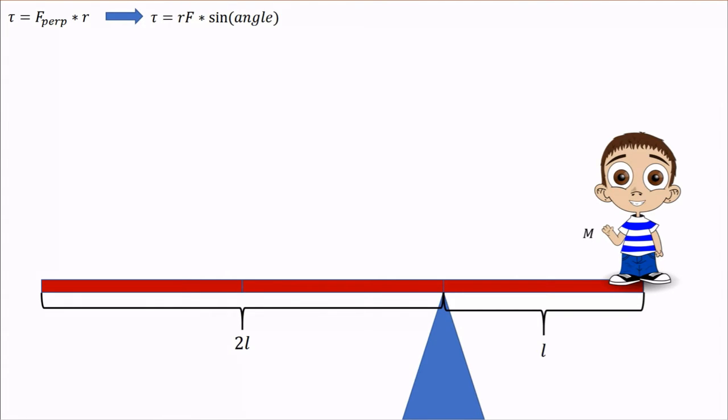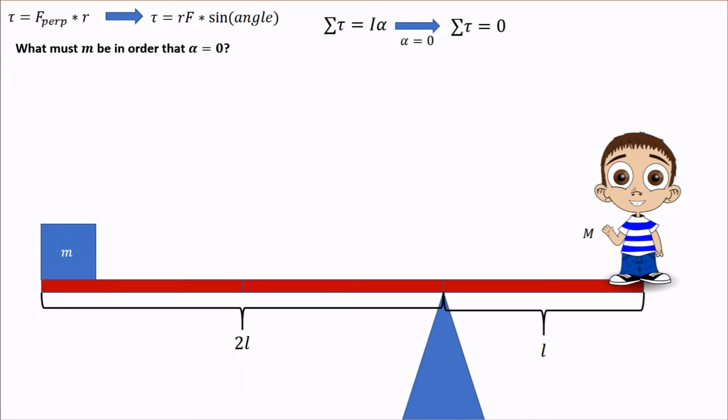So what we are really asking is, how can we make the angular acceleration 0? To solve this problem, let's place a mass of little m on this side, and our goal will be to find what that mass needs to be in order that angular acceleration be 0. Let's write out this equation. The sum of torques equals I times alpha. For our problem, we can set alpha equal to 0, since that is the condition we are solving for.